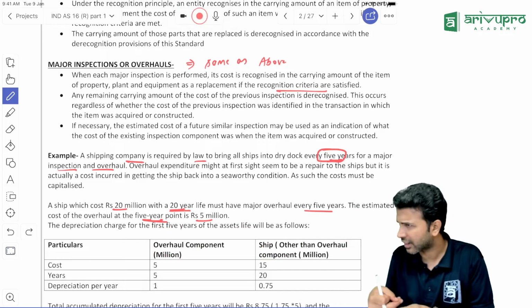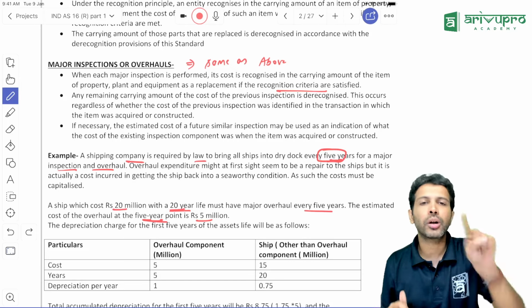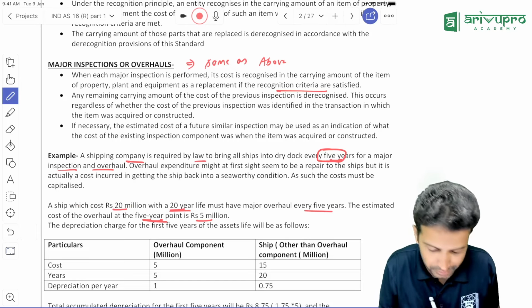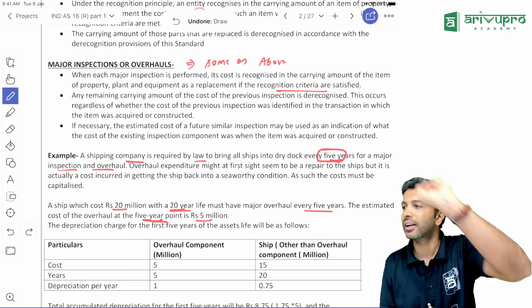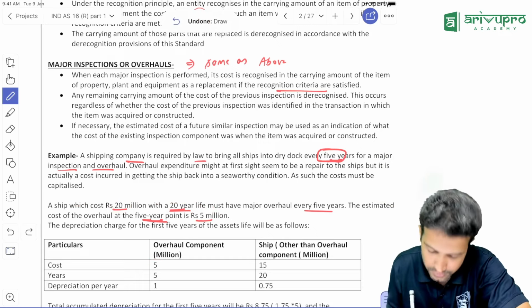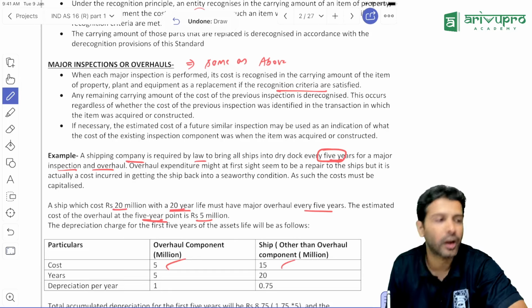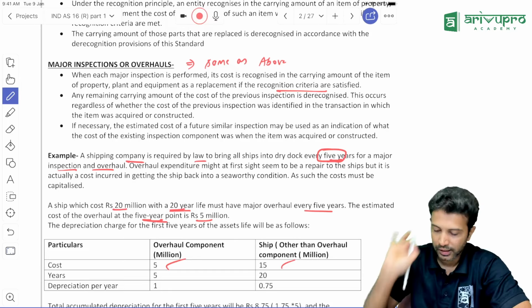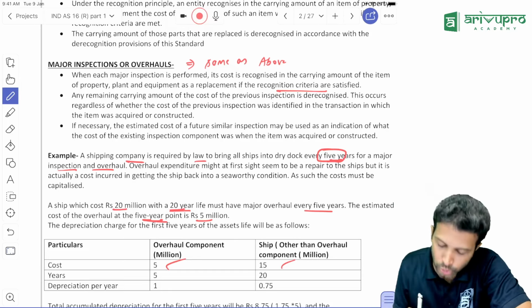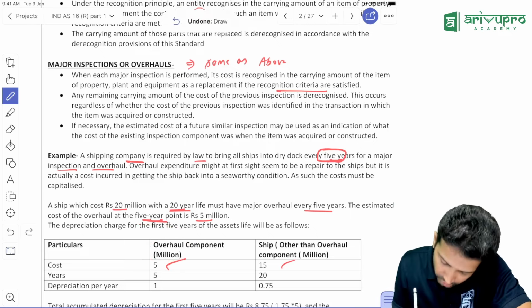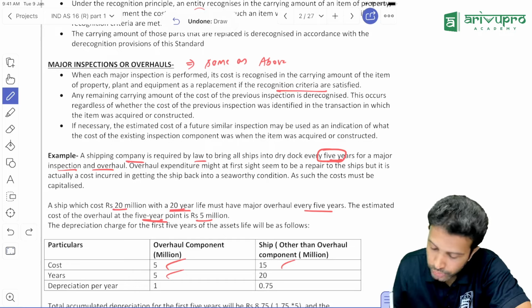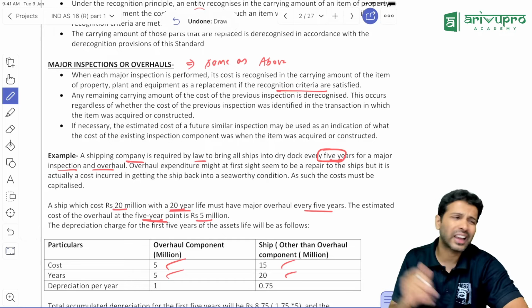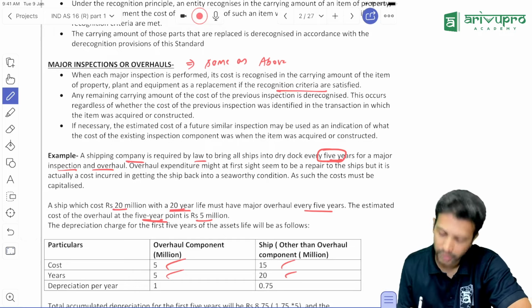Now, same calculation. Can we review this quickly? Totally how much did you pay for the ship? 20 million. In that 20 million, how much is for the inspection? 5. And for the other parts of the ship, how much did you pay? 15 million. What is the useful life of the overhaul charges? 5 years. What is the useful life of the ship when you bought it? 20 years. So calculate depreciation.